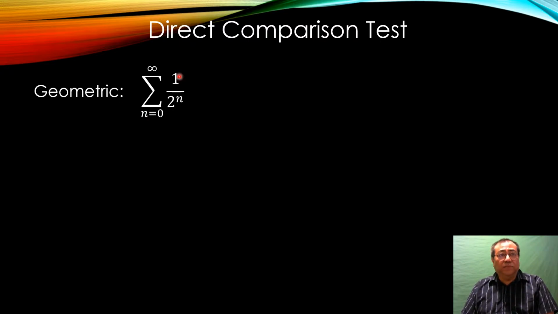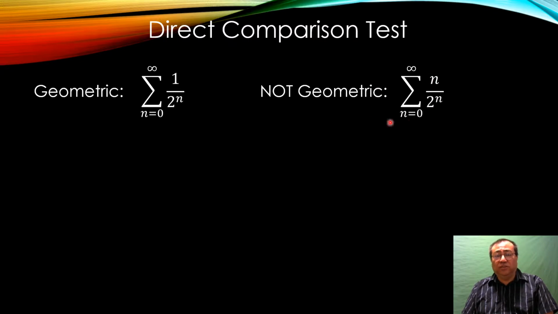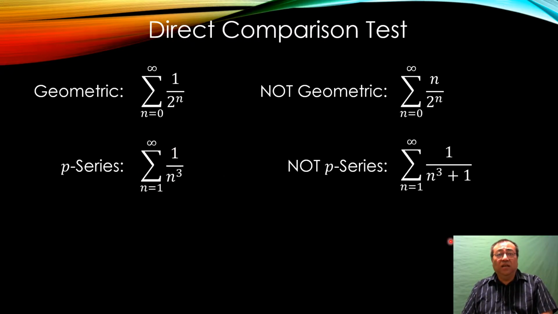So this is a geometric series that we know about, and this is not a geometric series. It looks like it, but it's not, so you can't use a geometric series test on this. You would have to do some other test. Here's a P series, so we can do a P series test. And this is not a P series. That little +1 just ruins things for the P series test. So what does it mean though? However, you could use some other test.